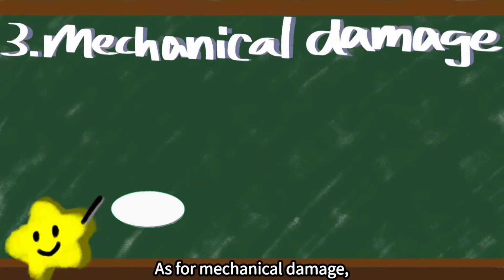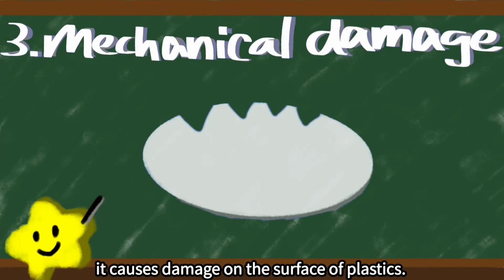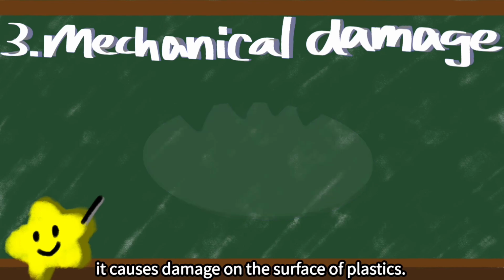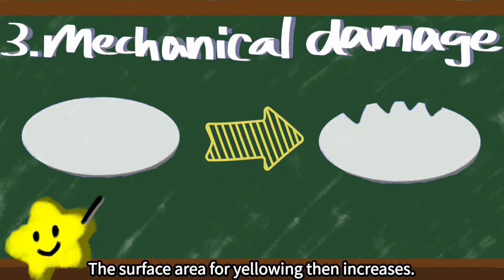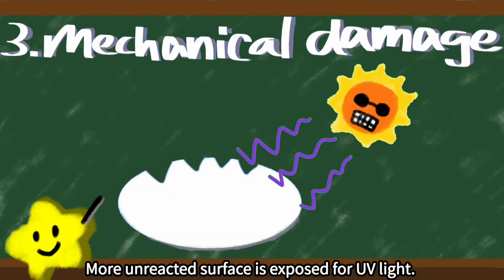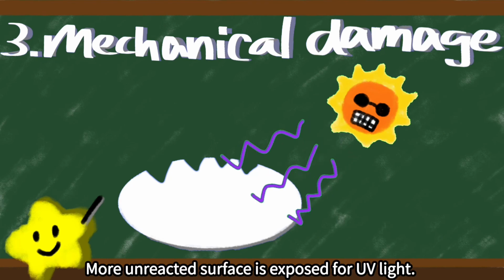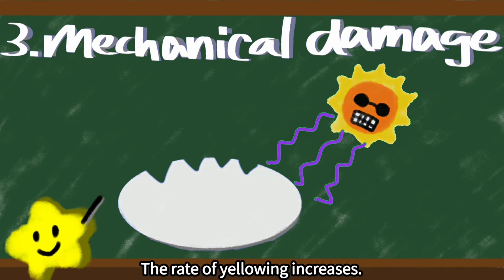As for mechanical damage, it causes damage on the surface of plastics. The surface area for yellowing then increases. More unreacted surface is exposed to UV light. The rate of yellowing increases.